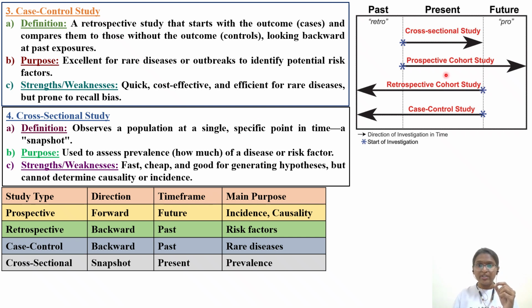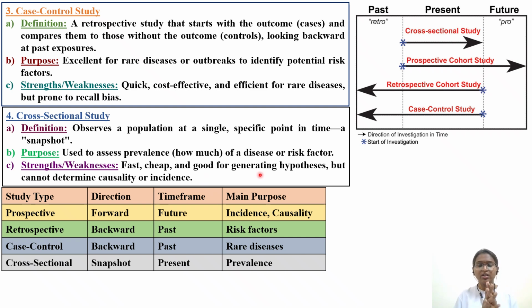In the case of a cross-sectional study, there is a fixed time point, a specific point in time, which is called a snapshot. You have to remember that with respect to cross-sectional studies. The main purpose of conducting a cross-sectional study is to assess prevalence. Prevalence means how much of a disease or a risk factor there is. What are the strengths and weaknesses of cross-sectional studies? It is fast, cheap, quick, and good for generating hypotheses.